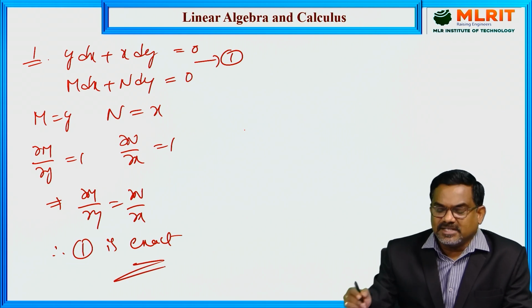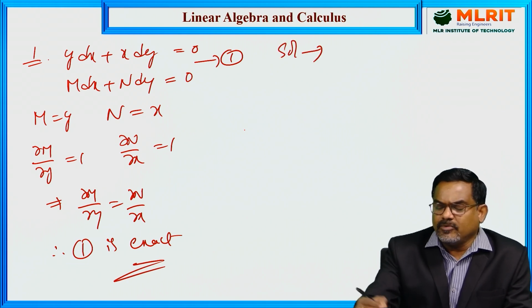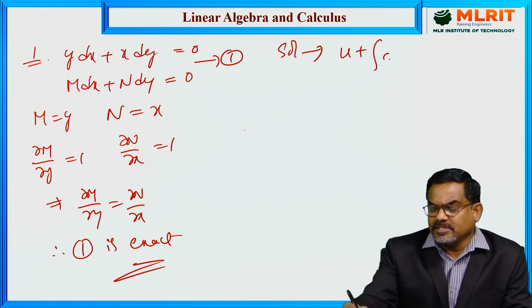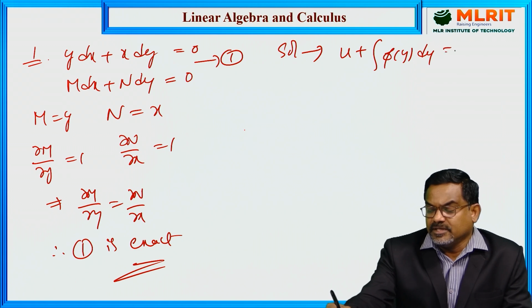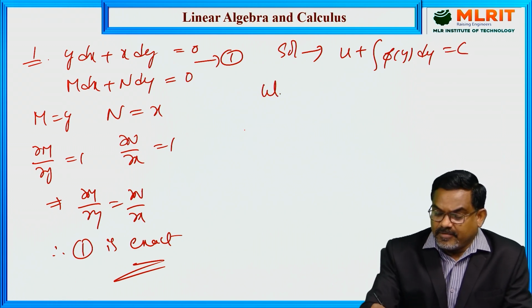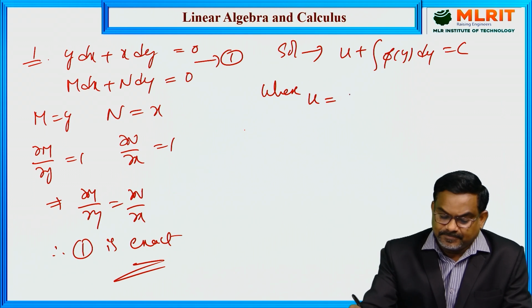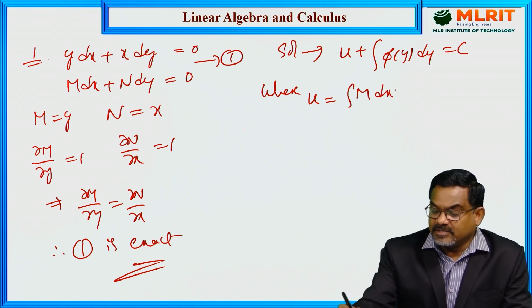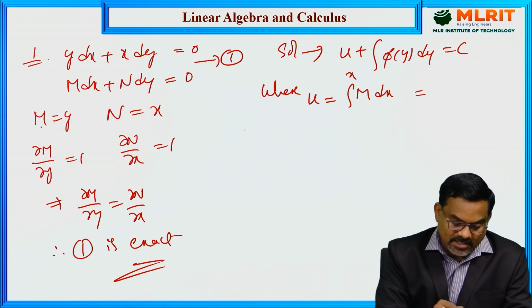And if 1 is exact, how to find the solution? Directly you can write the solution. U plus integral phi of y dy equal to c. It is very easy to remember this. So where u equal to integral M dx over x. What is integral M?